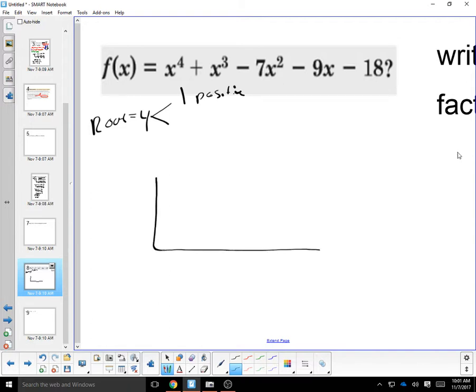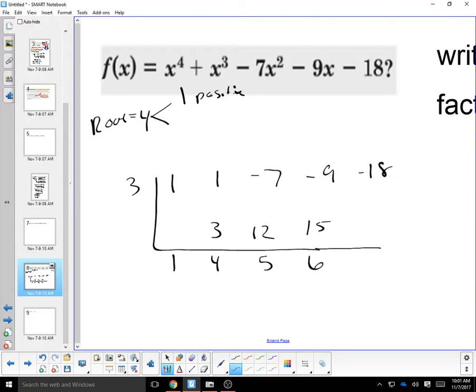What coefficients am I using? 1, 1, -7, -9, -18. Anybody have a root to offer up? 3. So 1, 3 times 1 is 3. That gives me 4. That would give me 12. The difference there is 5. That would give me 15. Difference of 6. That is 18. So I've got 0.